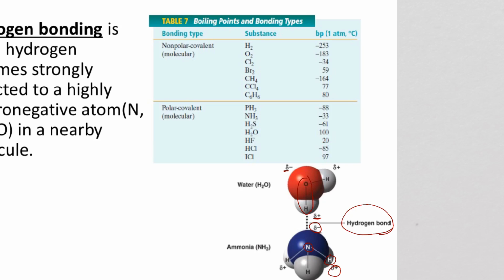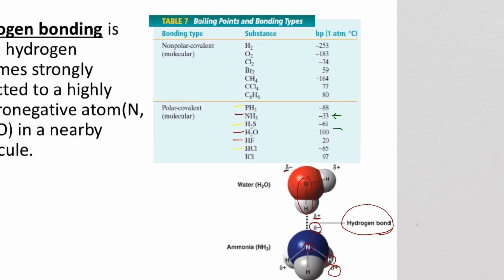So the ones with NH3, H2O, HF, those all have hydrogen bonding. The ones in yellow, very similar to those, all just have dipole-dipole forces. So when we look at the boiling points, hydrogen bonding boils at a much higher temperature, less negative is closer to 0, than PH3. Even though phosphorus is heavier, its attractive forces are way weaker.